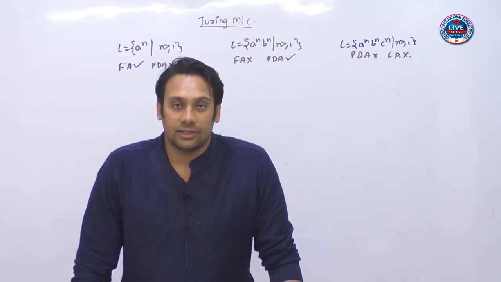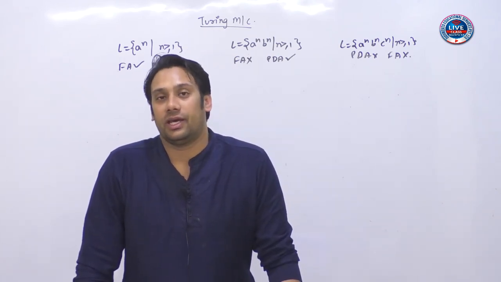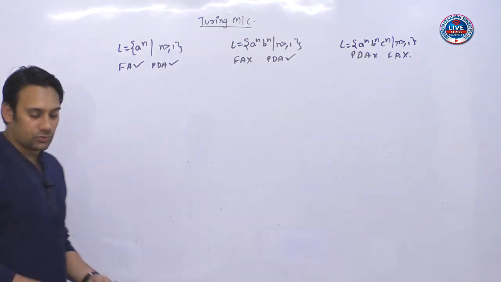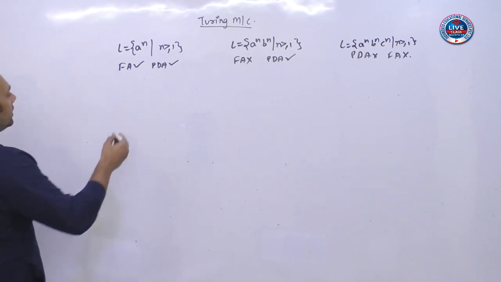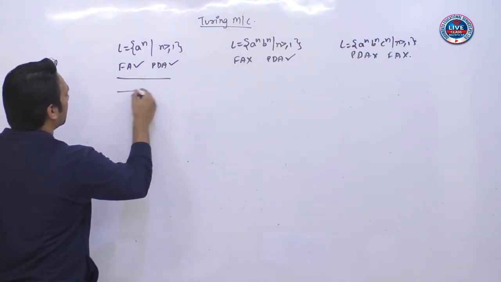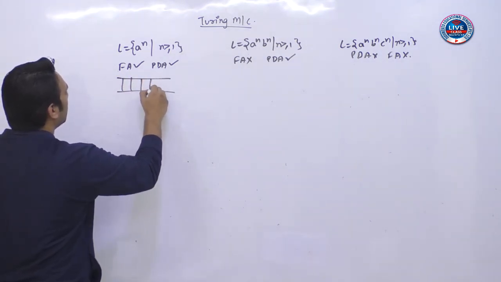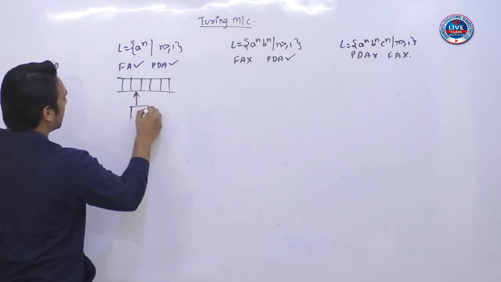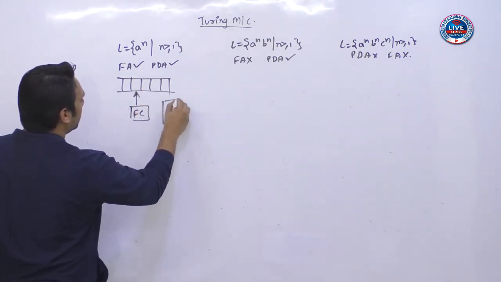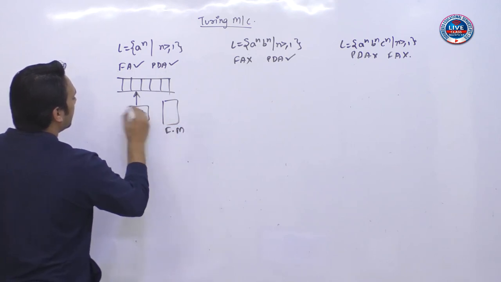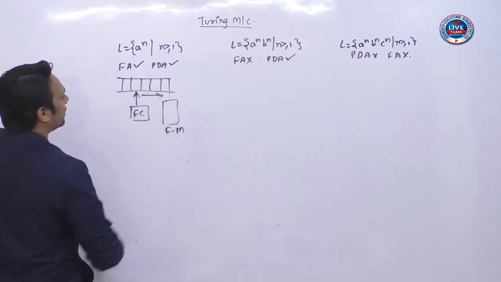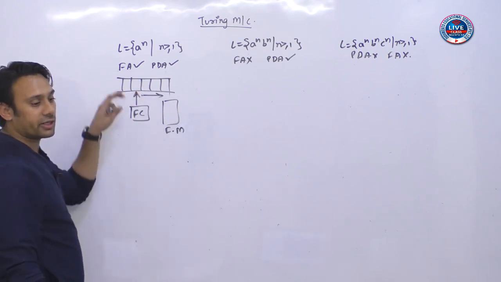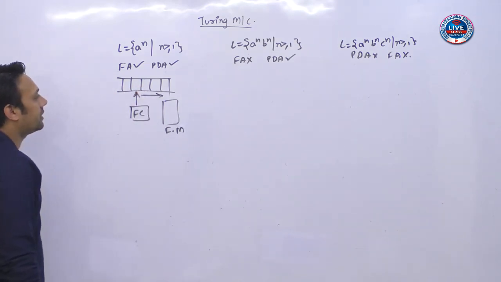So let us understand the difference between all three machines and then we can take some examples, okay? In case of finite automata, as you know, we have a tape here and on this tape we can load the symbol, and we have a finite control and here we have a finite memory. And this read head can only move in one direction, it cannot write the symbol on the tape, it can only read the symbol from the tape.